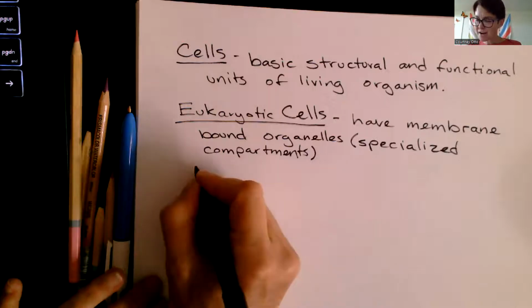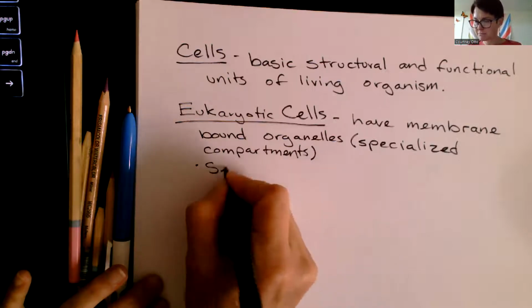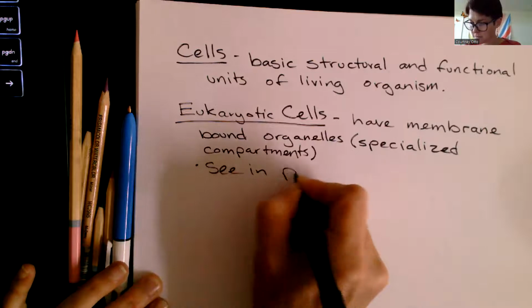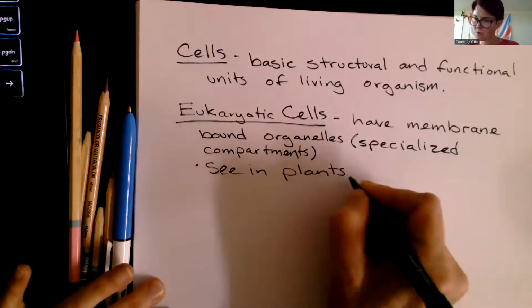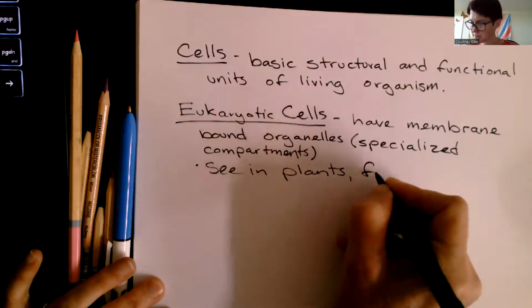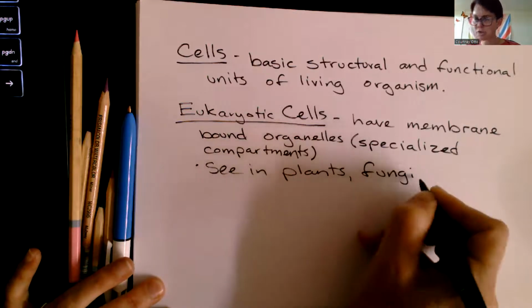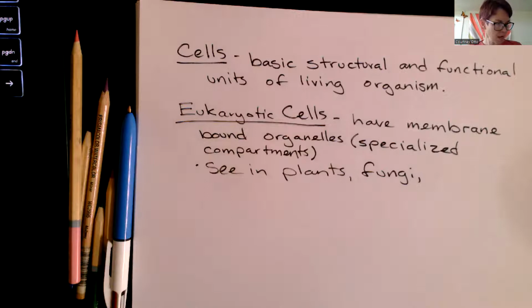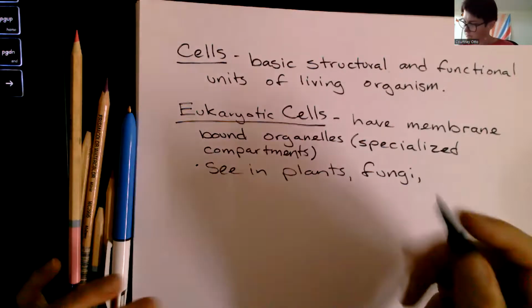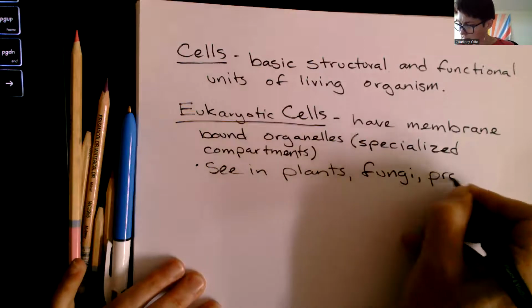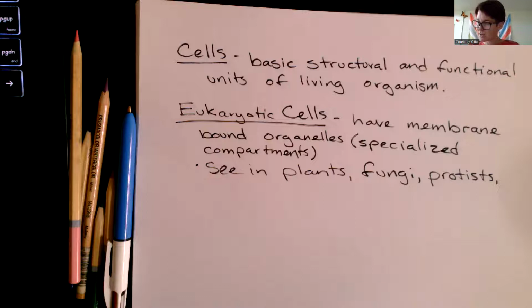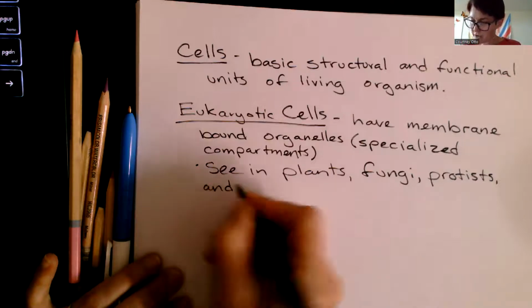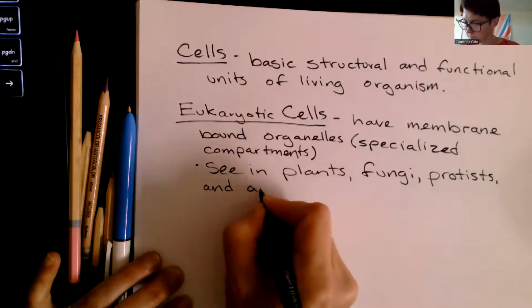So eukaryotic cells are what we're going to see in plants, which is a lot of what we're going to see in this course, but we're going to see more than that. We're also going to see them in fungi, just in things like mushrooms and molds. They're also what we're going to see in protists, which are organisms like algae and slime molds. And they're also what we see in ourselves, in animals.